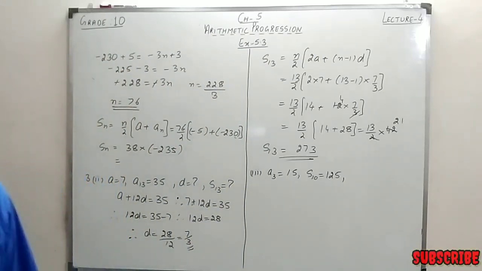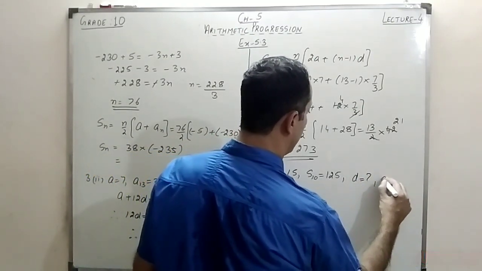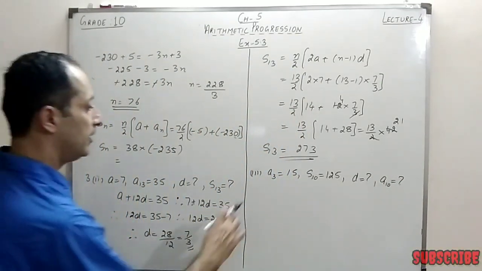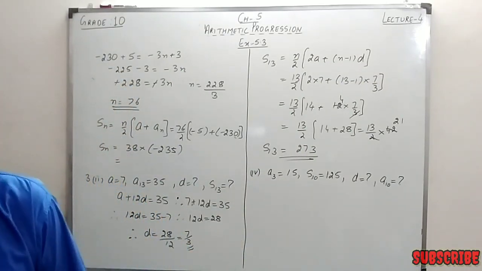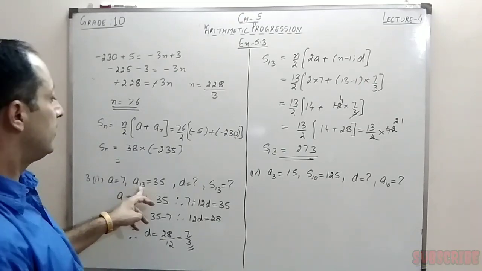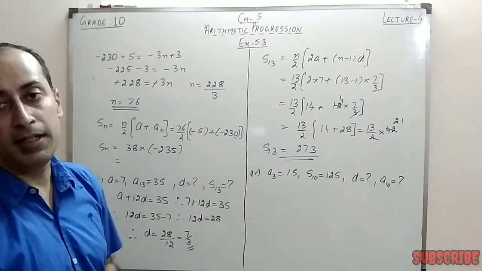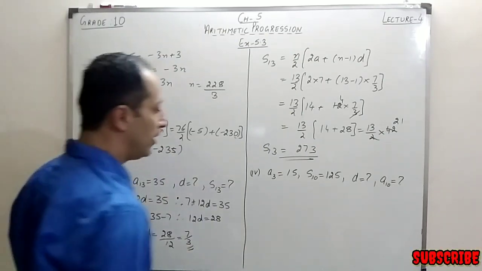And what I have to find here? I have to find D and A10. So I have to find common difference and the 10th term. Now if you compare these two questions, this is the fourth part of this question, right? If you compare the second and fourth part, they are just the opposite. In the second part, A13 was given, we have to find the sum. Here, sum is given, I have to find the 10th term, right? So almost the procedure would be same. Let's see how we can do it out.